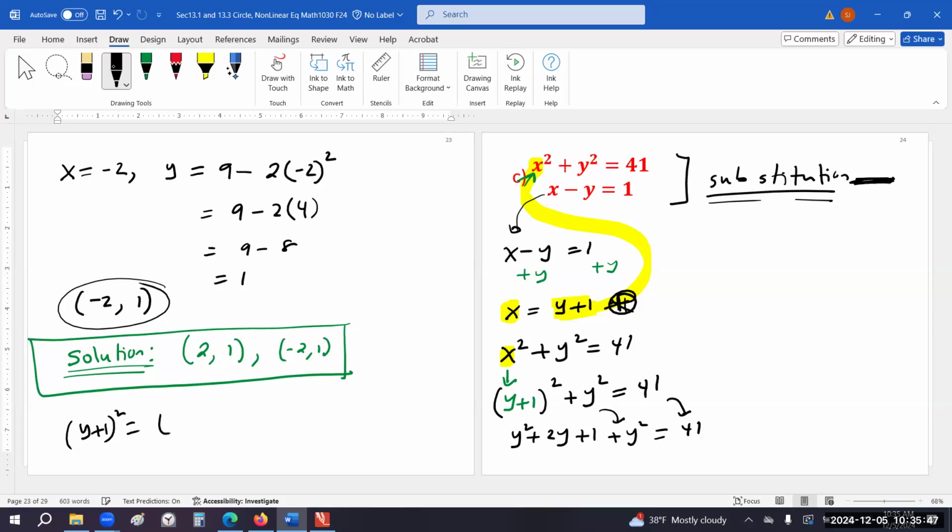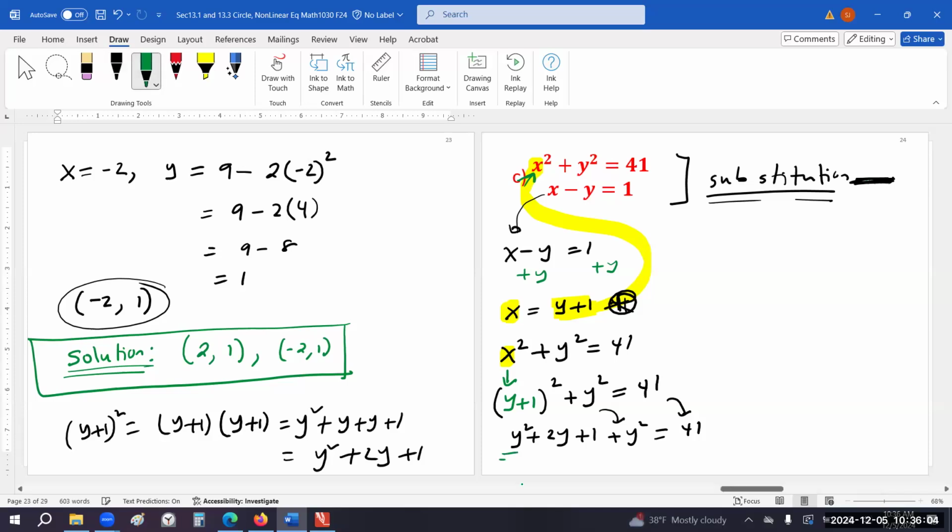Y plus 1 squared means y plus 1 times y plus 1. So y squared plus y plus y plus 1. That gives you y squared plus 2y plus 1. If you observe, we have like terms. And also, we are going to subtract 41 from both sides. So combine these and subtract the number. We get 2y squared plus 2y minus 40 equals 0. Any questions so far?